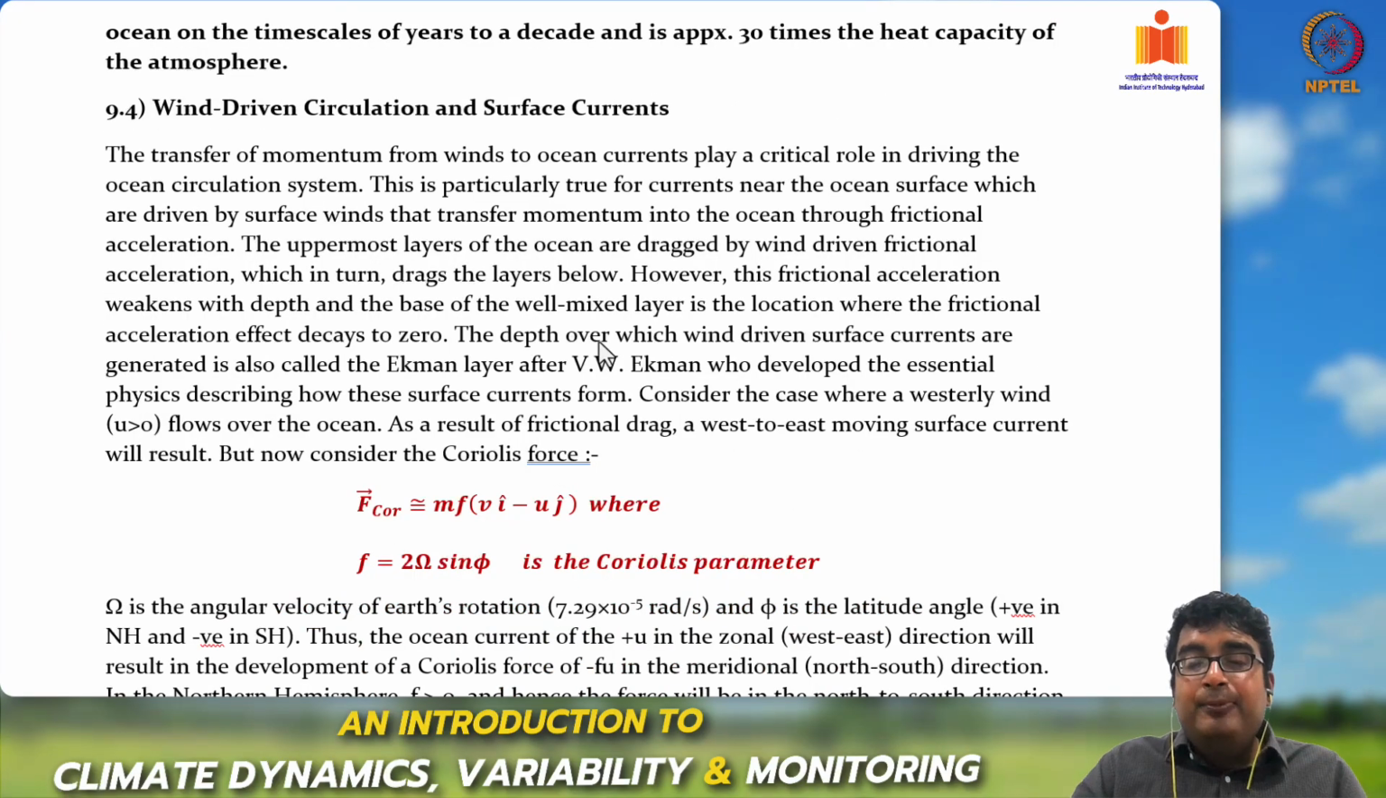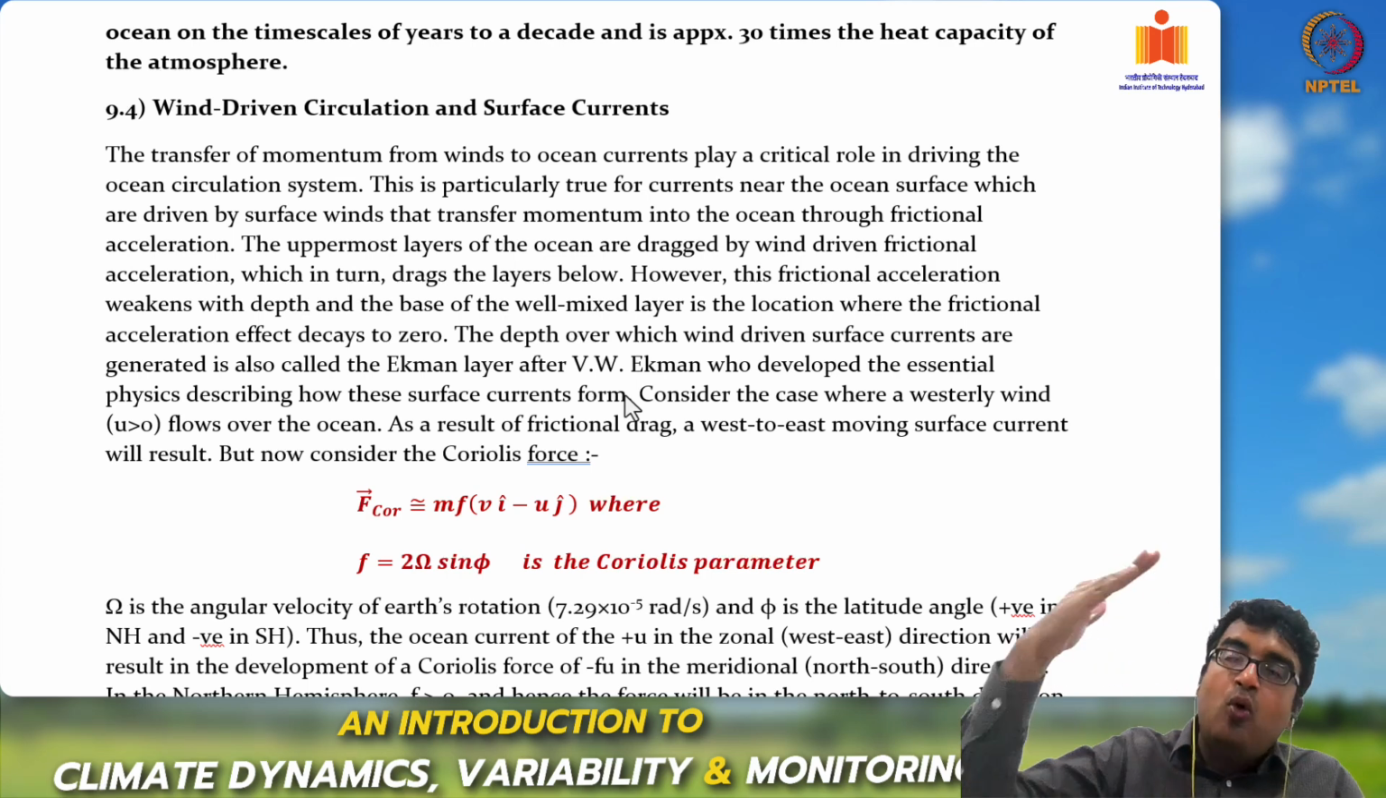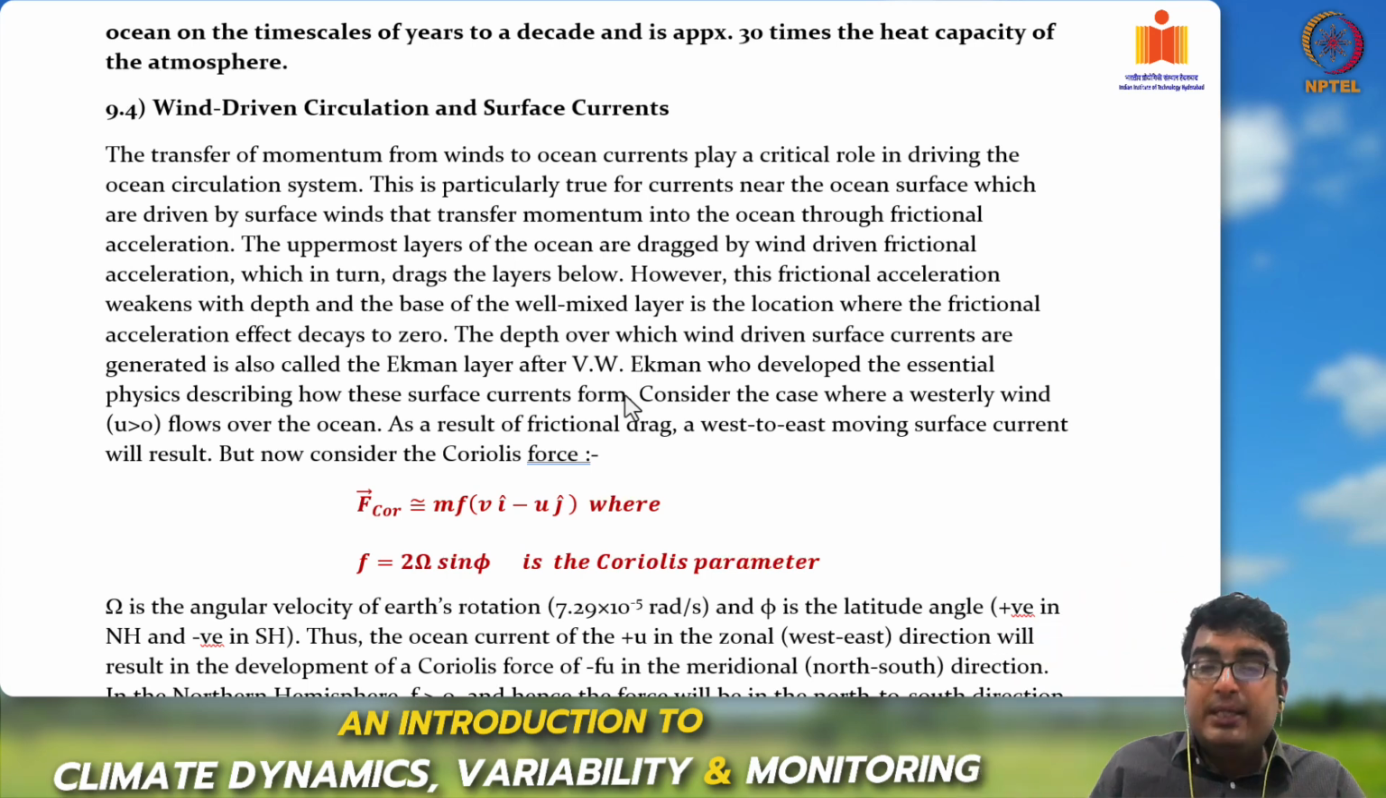The depth over which wind-driven surface currents are generated is also called the Ekman layer, after V.W. Ekman, who developed the essential physics describing how the ocean currents form. So we also call this the Ekman layer. And here we are getting the impact of the Coriolis force on how the currents are oriented as we go deeper and deeper into the mixed layer.